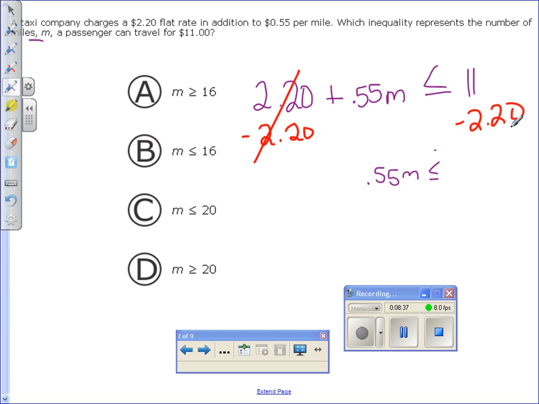11 minus 2.20 is 8.80. So the opposite of multiplying is dividing. So when you divide by 55 cents, that lets you know that M, which represents the number of miles, is less than or equal to, when you divide that, you'll get 16. So the answer is B.